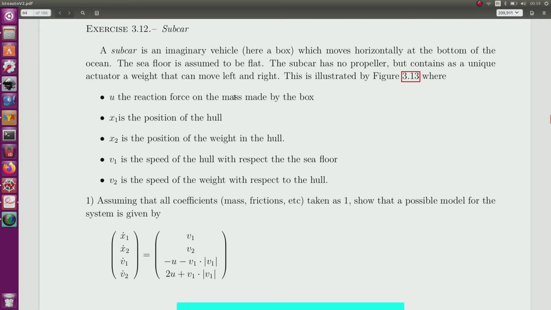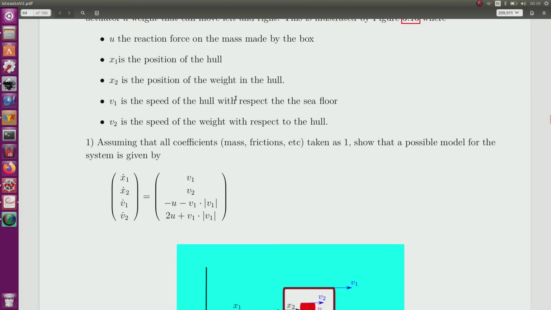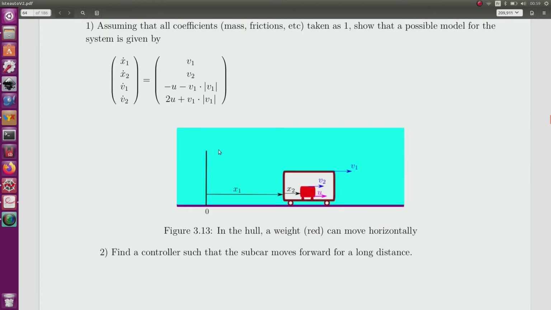Subcar. A subcar is an imaginary vehicle which moves at the bottom of the ocean. So it is represented in this picture. The seafloor is assumed to be flat, and the vehicle has no propellers. It means that the only way to move is to use, as a unique actuator, a weight, here painted red, which can move forward and backward with a motor.